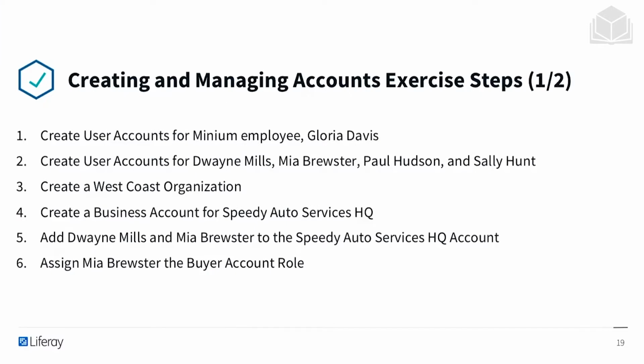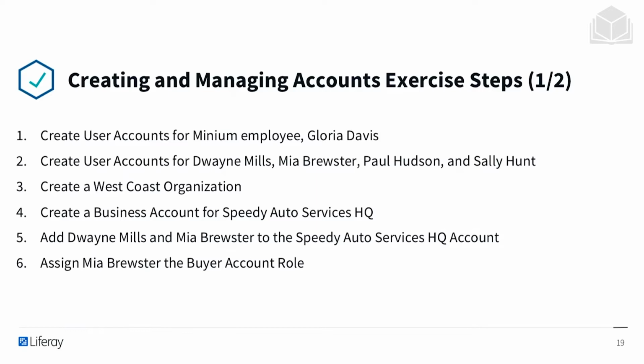The main steps of the exercise are as follows. Create user accounts for Minium employee Gloria Davis. Create user accounts for Dwayne Mills, Maya Brewster, Paul Hudson, and Sally Hunt. Create a West Coast organization. Create a business account for Speedy Auto Services HQ. Add Dwayne Mills and Maya Brewster to the Speedy Auto Services HQ account.